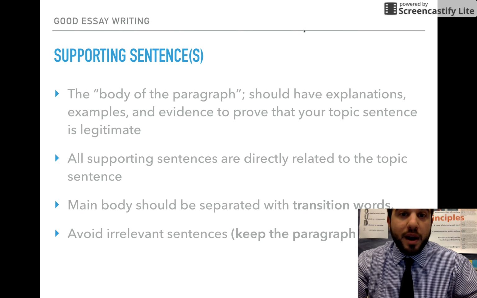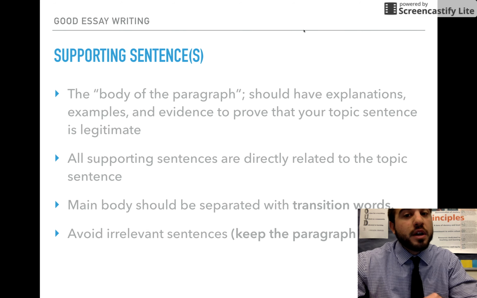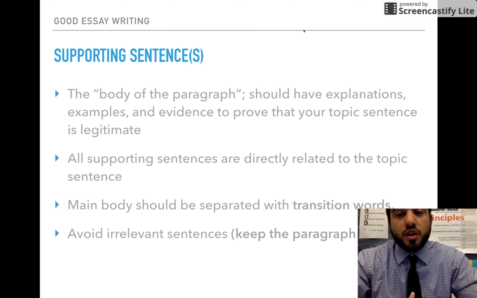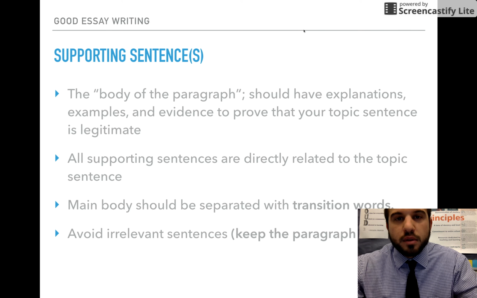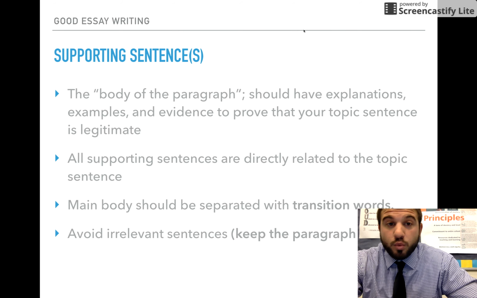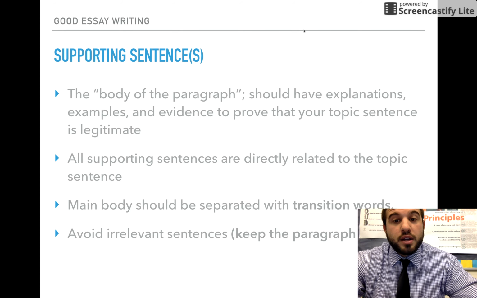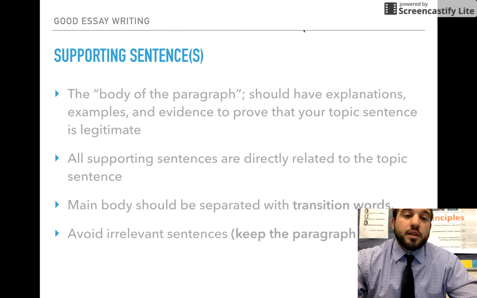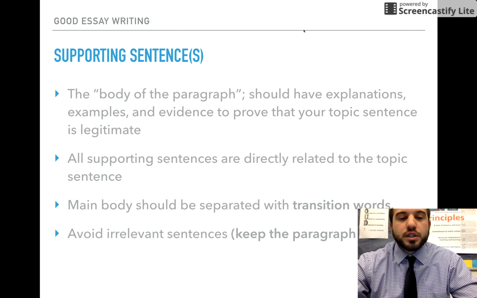Next, we have the supporting sentences, which come after the topic sentence. This would be like the body of the paragraph, the way that you have a main body of your paper. So this is where you explain things that were said in the topic sentence in more detail, you show examples, and you have evidence that supports what you said in the topic sentence. Everything that is in a supporting sentence should directly relate to what is said in the topic sentence at the beginning. This should be separated with transition words, which we'll get more into as we get closer to writing. And this also is the most important part with supporting sentences. You need to keep paragraphs focused, so avoid using sentences that don't directly relate to what you already said in your topic or introduction sentence.